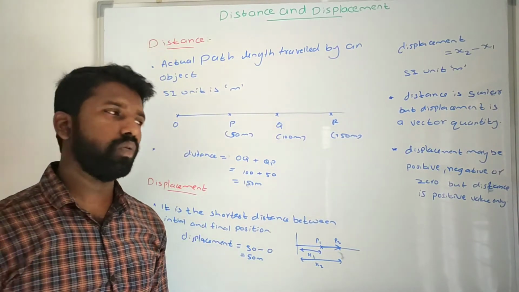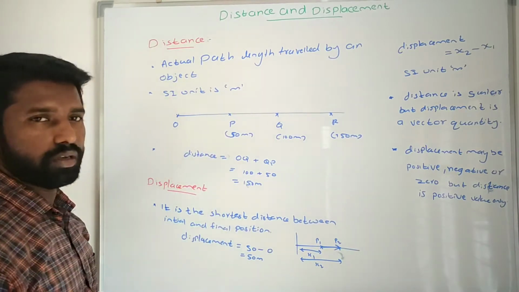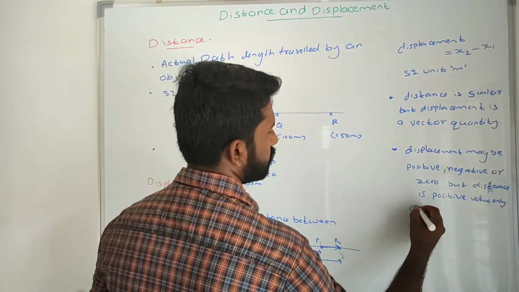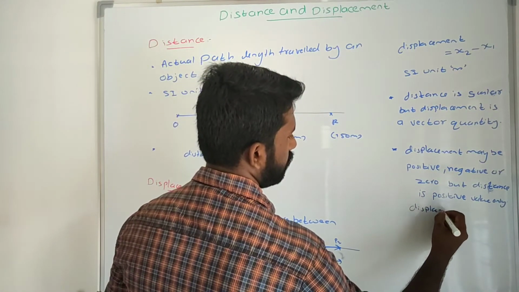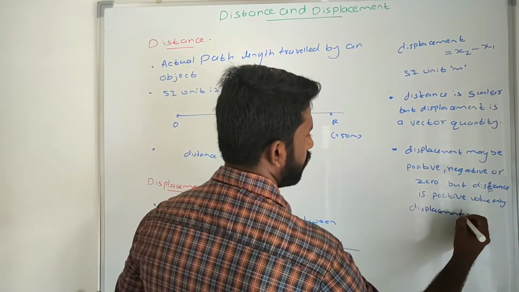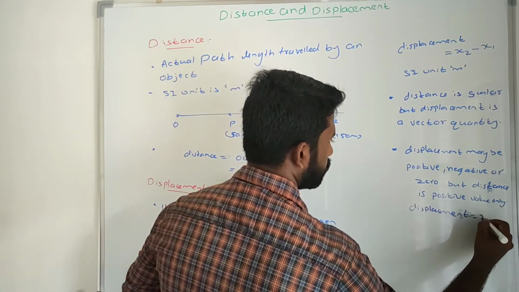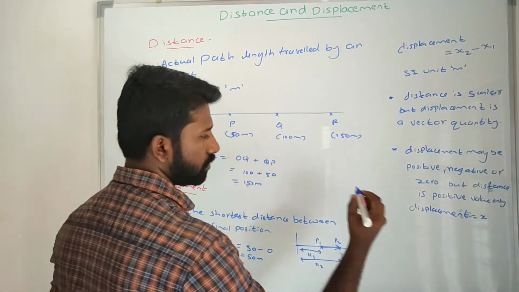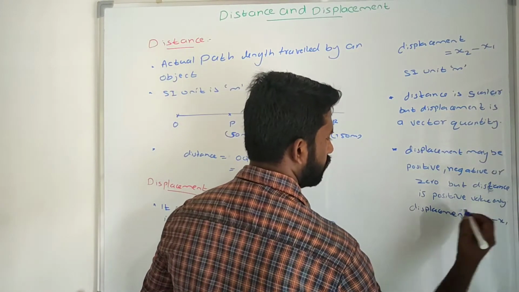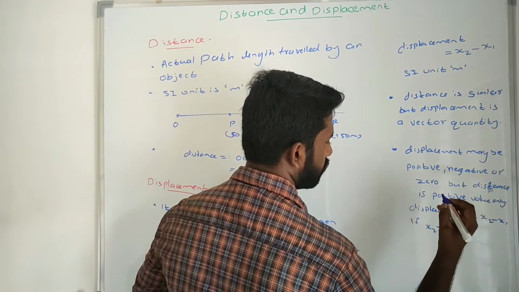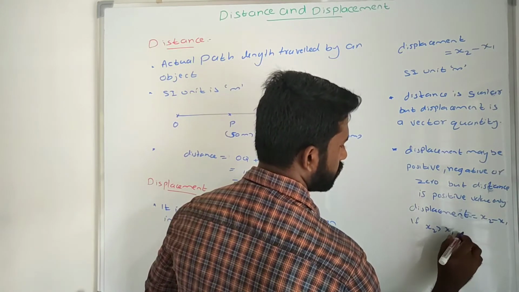Then we will see how the object gets a positive or negative sign. What is displacement? Displacement means final position minus initial position. In general, displacement is x2 minus x1. If x2 is greater than x1, what about the displacement?